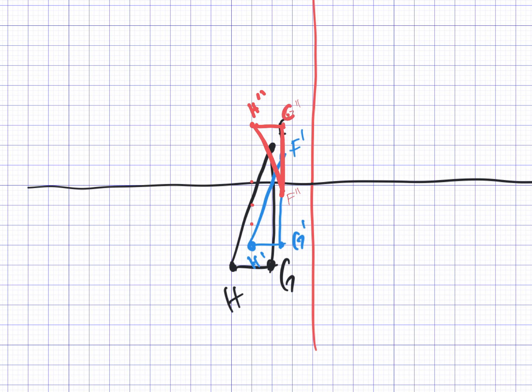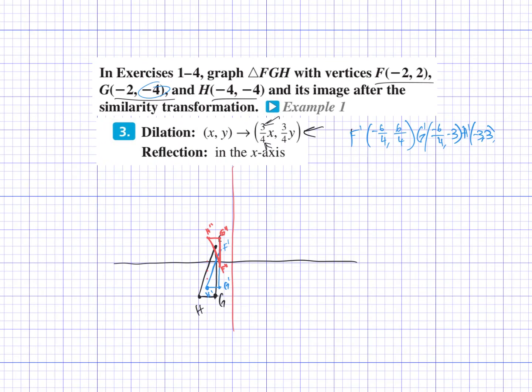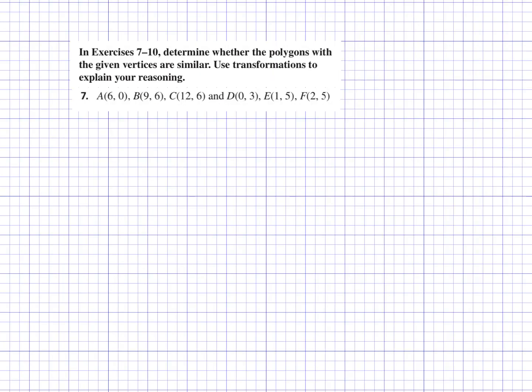So that's the flip, the reflection of our figure. There you go. Next. All right, number 7, determine whether the polygons with the given vertices are similar. Use transformations to explain your reasoning.